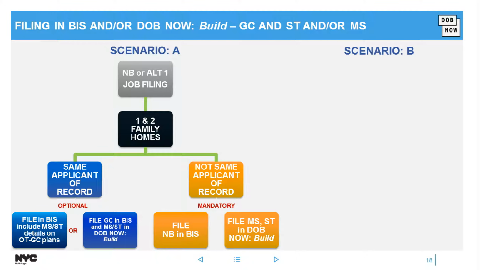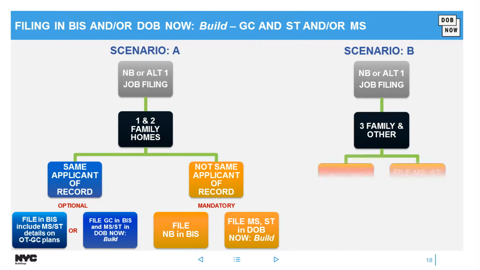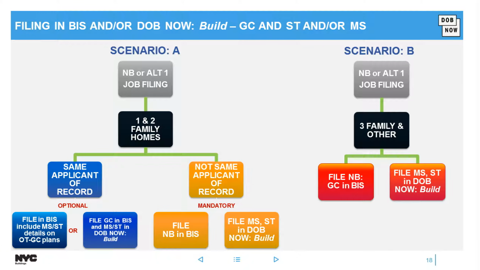So if it's the same applicant of record, I'm here now on the blue boxes, file in BIS. You could file in BIS, include the mechanical or structural details on your general construction plans, or you could file the GC in BIS and then do the mechanical or structural in DOB Now Build. All right. However, if it's not the same applicant of record or 3 family and other, you have to do the new building or GC in BIS and then the mechanical or structural in DOB Now Build.